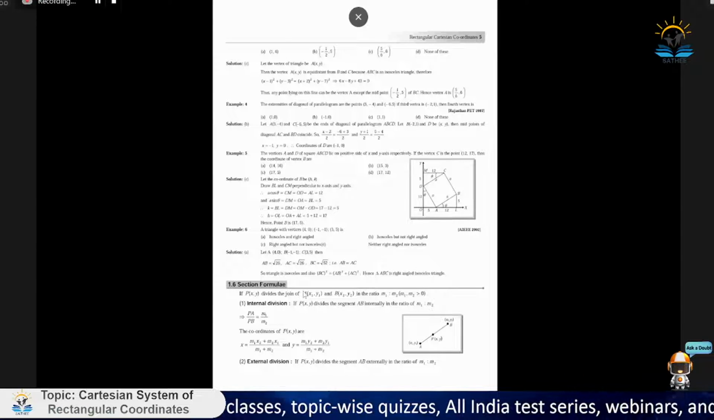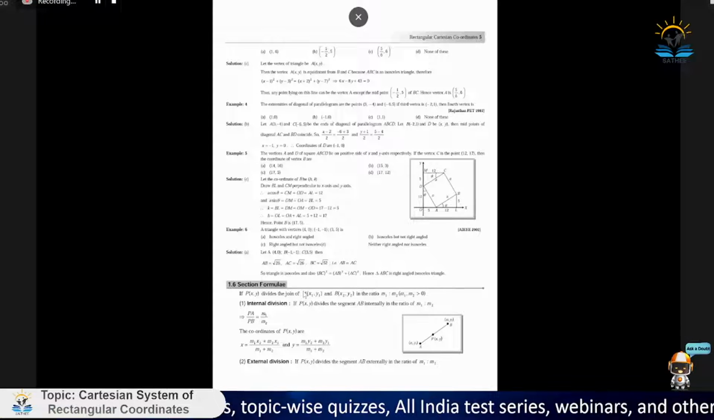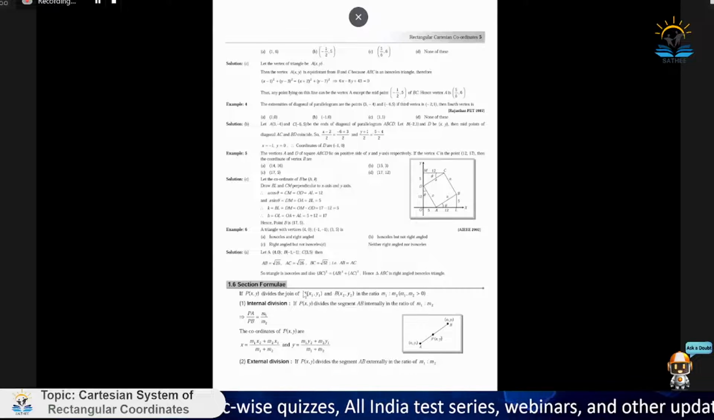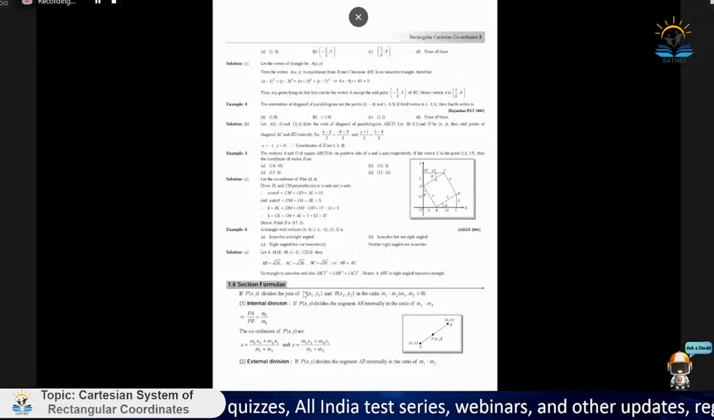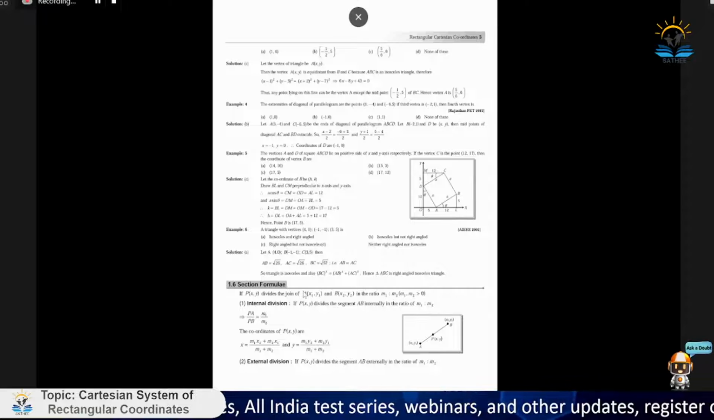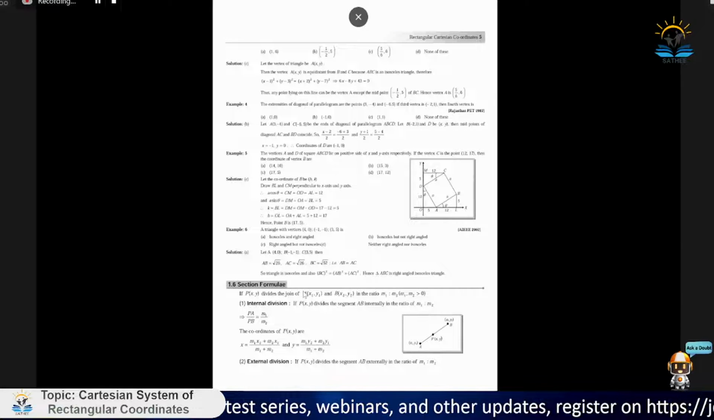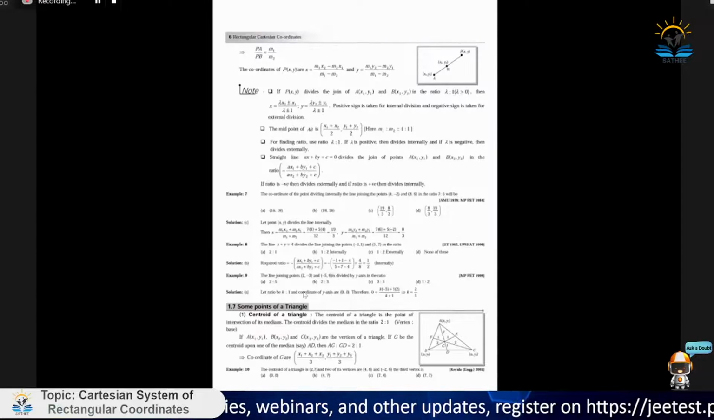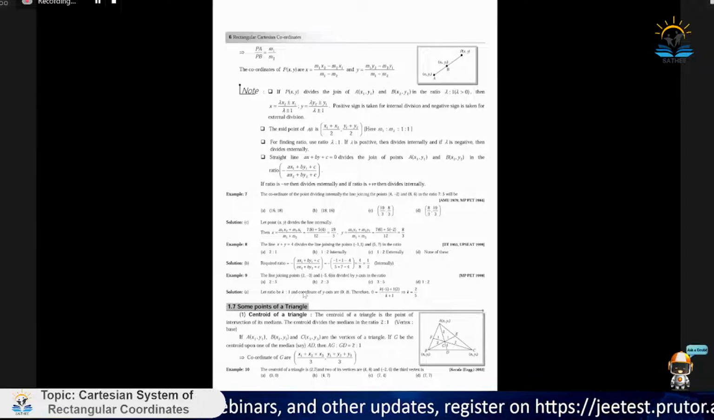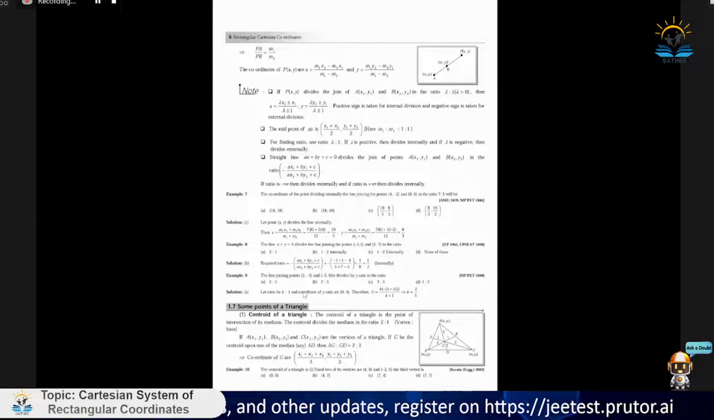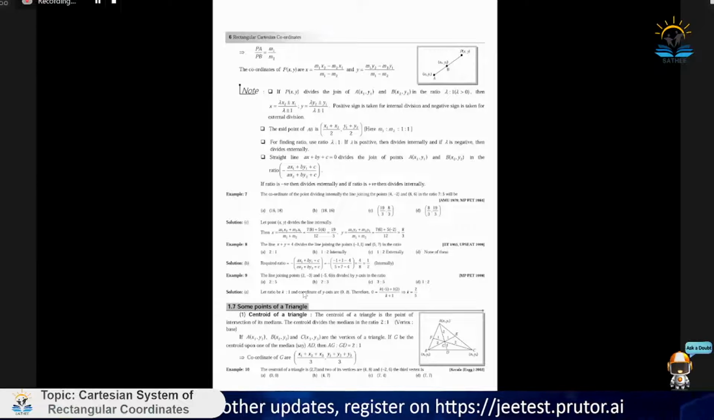the formula would be x equal to (m1 x2 plus m2 x1) by (m1 plus m2), and the y coordinate would be in a similar way. But if you have that point dividing the line segment externally, like outside of the line segment but on the extension of the line segment, then the formula would be (m1 x2 minus m2 x1) by (m1 minus m2) and (m1 y2 minus m2 y1) by (m1 minus m2). In this way, you can find the point. As you can see in the picture, the point is outside the line segment, on the extension of the line segment.